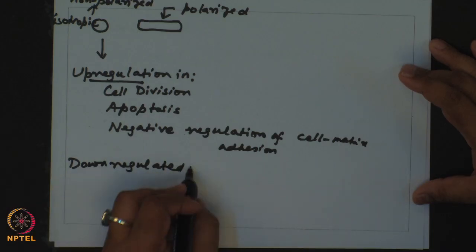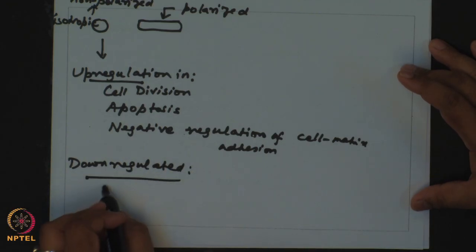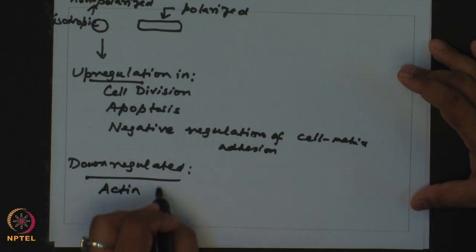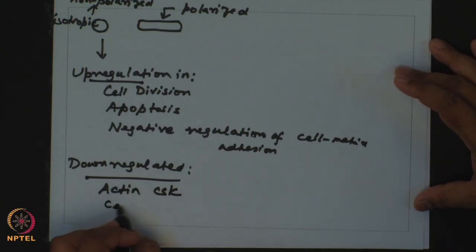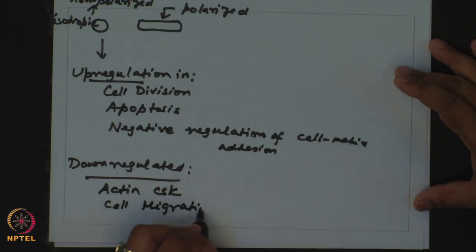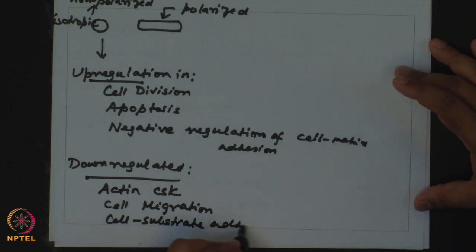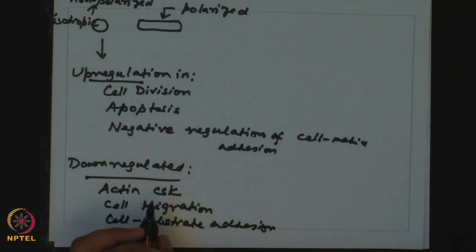Okay. Similarly, there were several things which were down regulated. You had actin cytoskeletal machinery, all the actin cross linking proteins were down regulated. Proteins involved in cell migration, their expression was down regulated. Cell substrate adhesion was perturbed, okay, and so on and so forth.